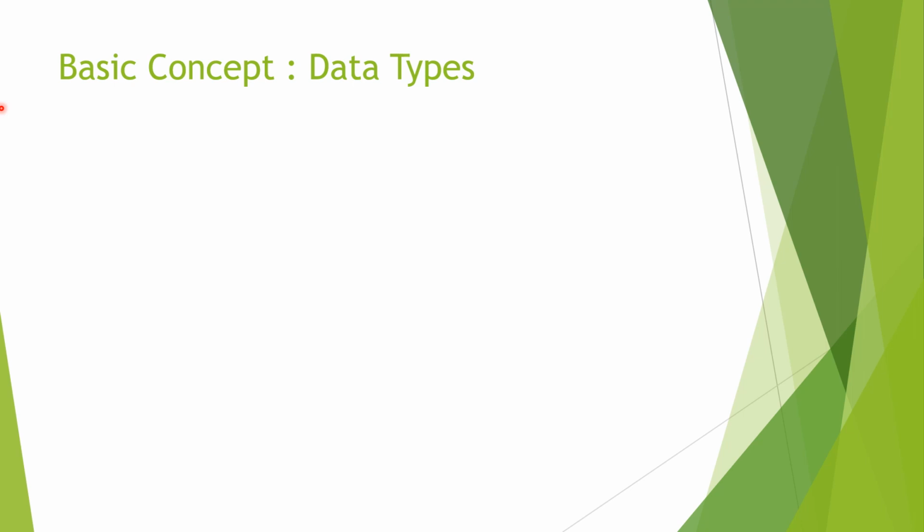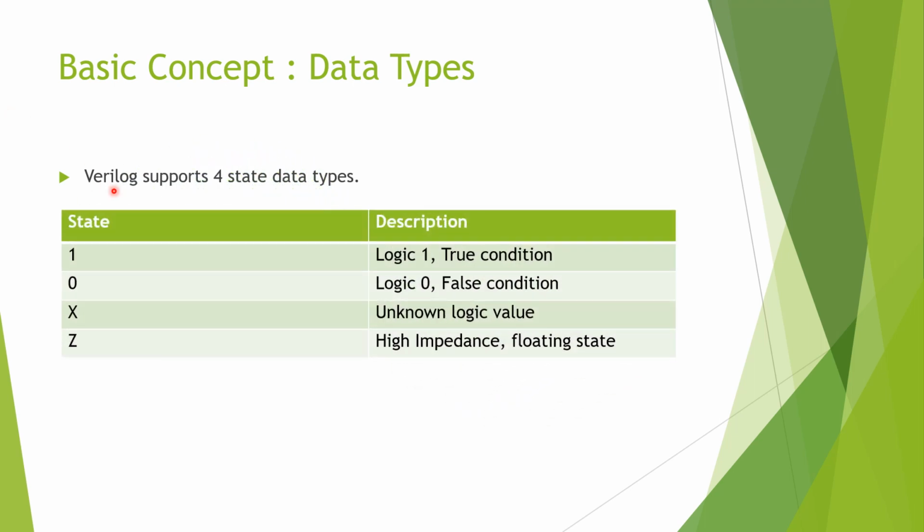Now let's see Verilog data types. Verilog supports 4 state data types. The states are 1, 0, X and Z. 1 represents logic 1 or true condition. 0 is logic 0 or false condition. X is an unknown logic value which we have seen on an earlier slide. And Z represents the high impedance, floating state.